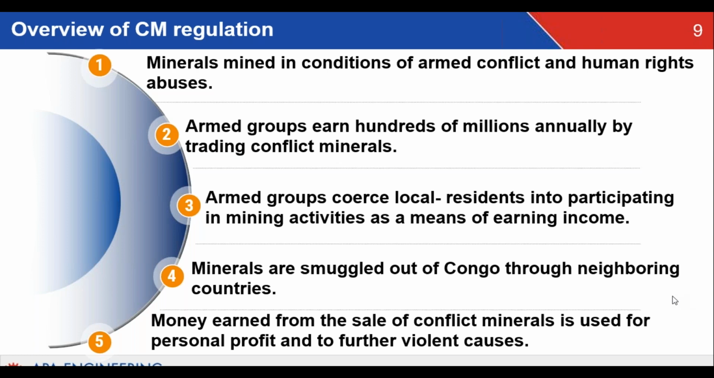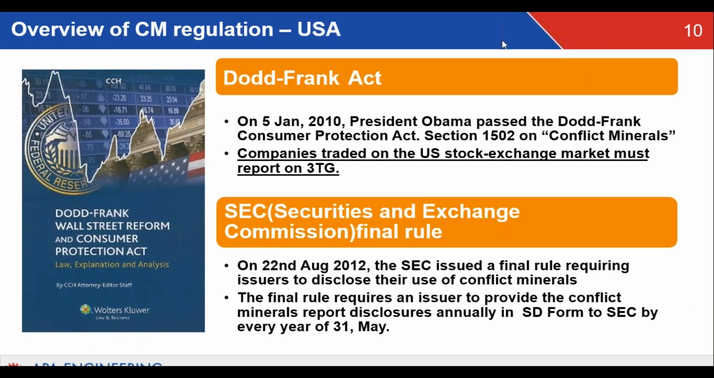Moving over to the next slide. And that is one of the main reasons, because there was a lot of abuse, not only in terms of money extraction and illegal trading or smuggling to other countries, but also a lot of forced labor and many more cases of human rights violation. That is why we had the conflict minerals regulations, which was first drafted by the USA.